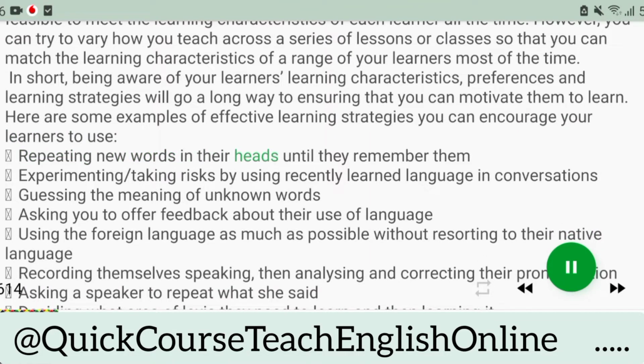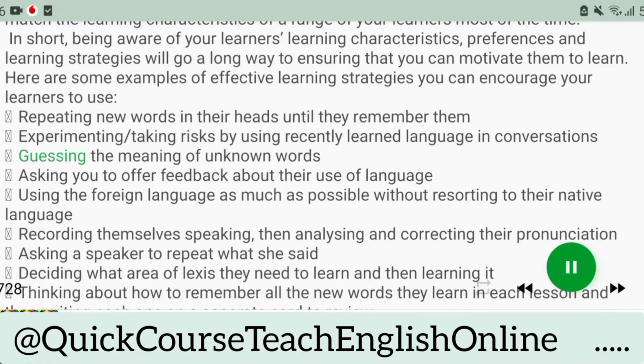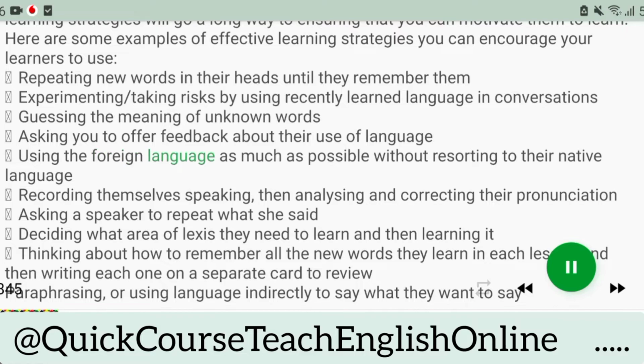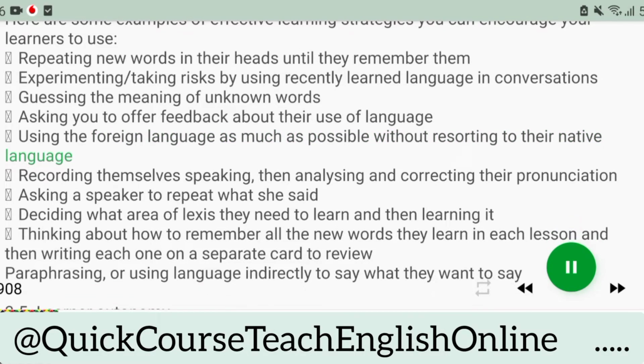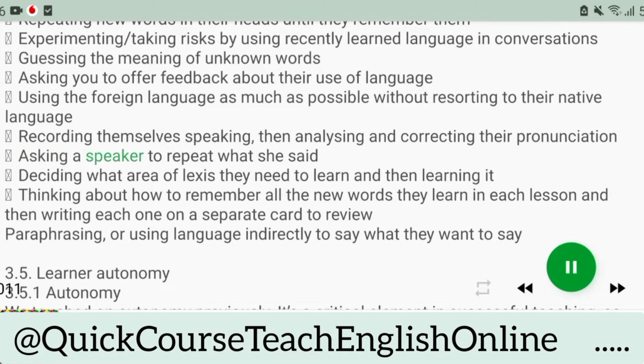Repeating new words in their heads until they remember them. Experimenting, taking risks by using recently learned language in conversations. Guessing the meaning of unknown words. Asking you to offer feedback about their use of language. Using the foreign language as much as possible without resorting to their native language. Recording themselves speaking, then analyzing and correcting their pronunciation. Asking a speaker to repeat what she said.